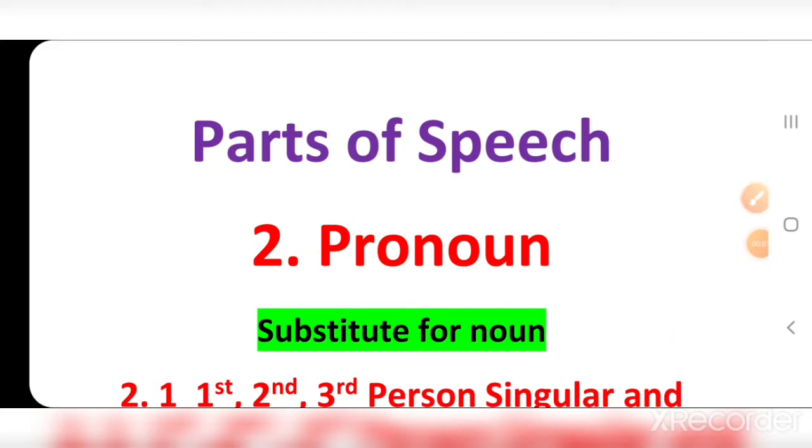Hello friends, we have been learning parts of speech and today we are going to learn pronoun. Pronoun is a word used instead of noun. That means it's a substitute or alternative for noun.